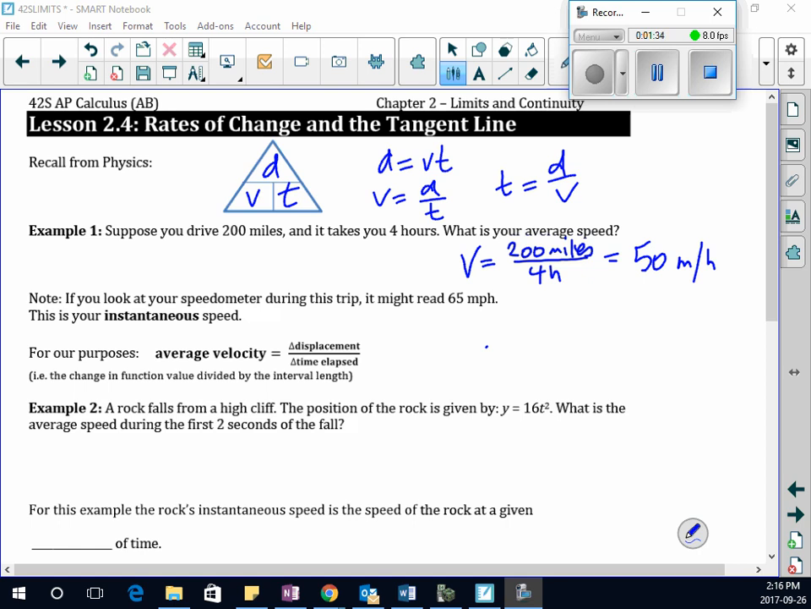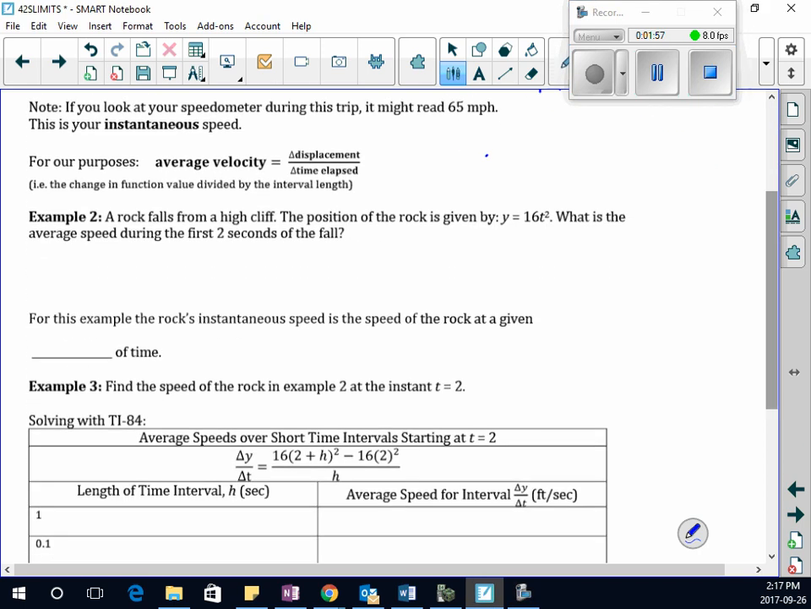Okay, so for our purposes, our average velocity is the change in displacement, which is the distance essentially, right? Divided by the change, delta means change, right? We learned that somewhere in grade 10 or something. Delta y over delta x, yeah. Change of time elapsed. Okay, so a rock falls from a high cliff. The position of the rock is given by y equals 16t squared. What is the average speed during the first 2 seconds of the fall?